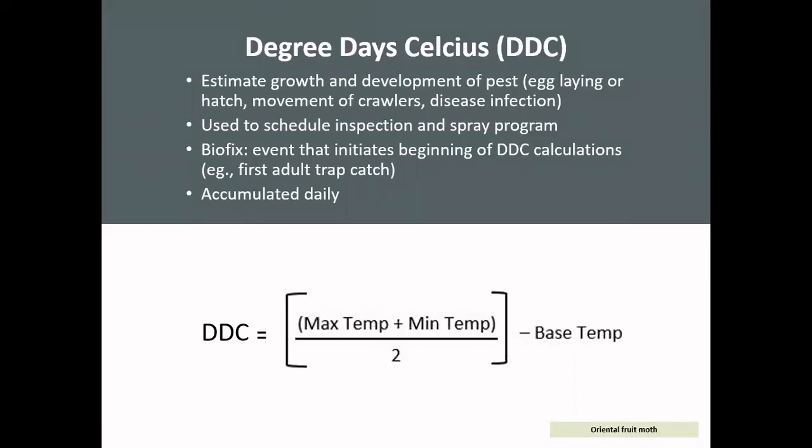The common calculation that's used to determine these degree day models is shown here on this slide. And so this looks at the average temperature for the day. So in other words, the maximum temperature plus the minimum temperature divided by 2. And this is minus the base temperature, or that temperature below which development doesn't occur. And these are defined temperatures that have been set for particular pests, and they can be found throughout literature. So these degree days are then accumulated over time, again, to be used to predict particular life events.